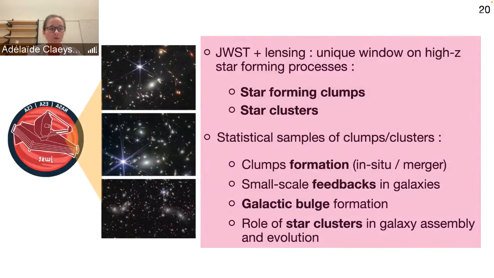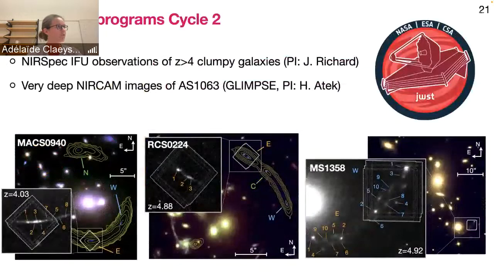So here are my conclusions. Thanks to the first large sample of high redshift clumps, combining James Webb and lensing, we opened a new window on high redshift star forming processes, such as clumps and star clusters. We can constrain a clump formation scenario. We can study small scale feedback in galaxies by getting the age and density of the clumps. We can study the migration of the clumps, so the galactic bulge formation, and the role of star clusters in galaxy assembly and evolution.